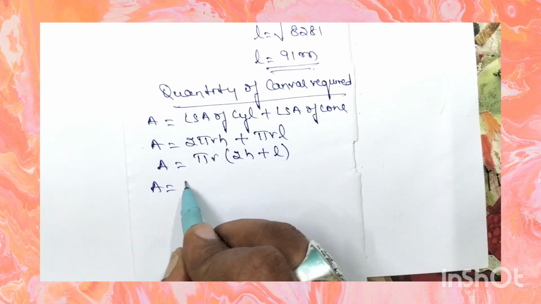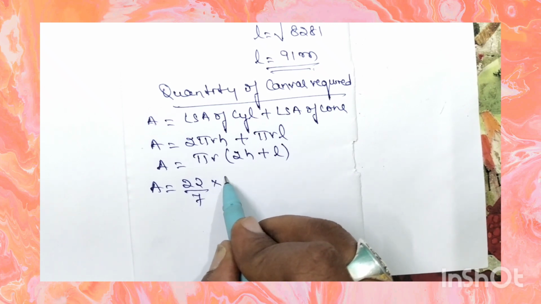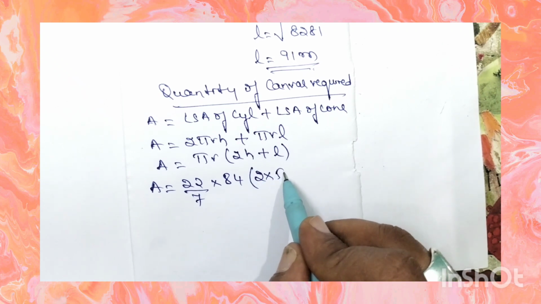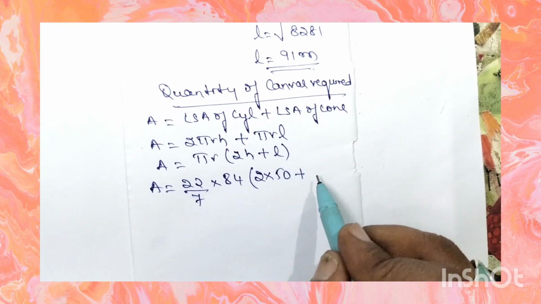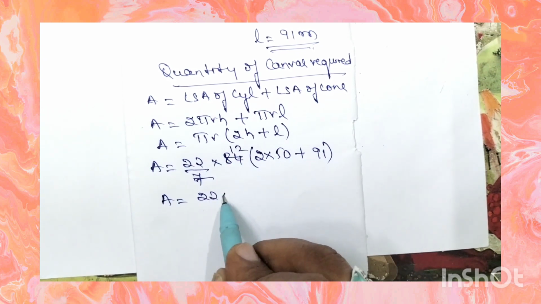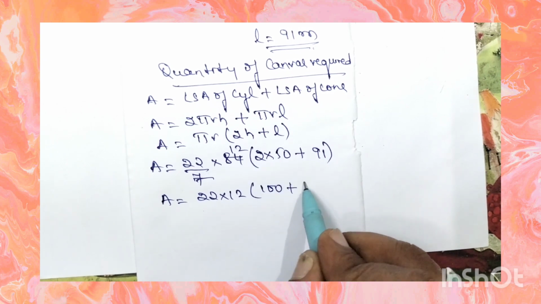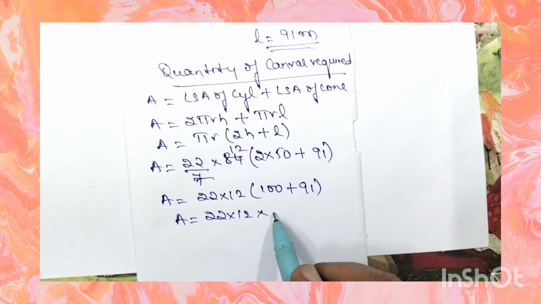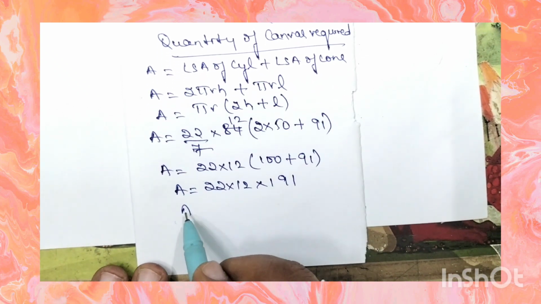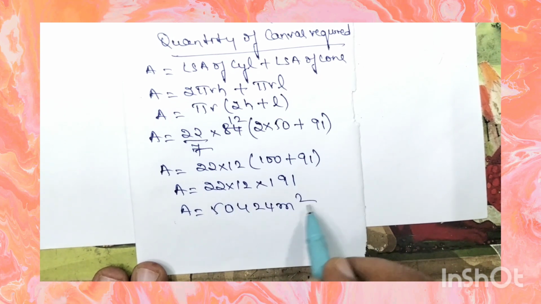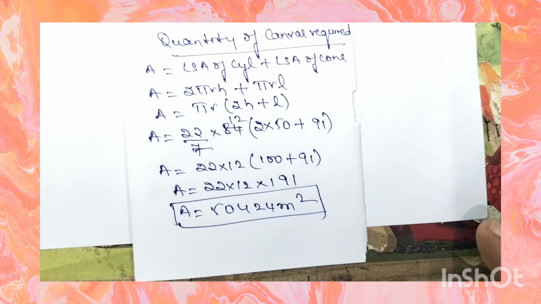So the area is equal to pi, that is 22 by 7, into the radius 84, into 2 into the height of the cylinder, which is 50, plus the slant height we got, 91. So 7 ones are 7, 7 12s are 84. So 22 into 12 into 2 into 50, which is 100, plus 91, becomes 191. If we multiply all three, we will get 50,424 meter square.